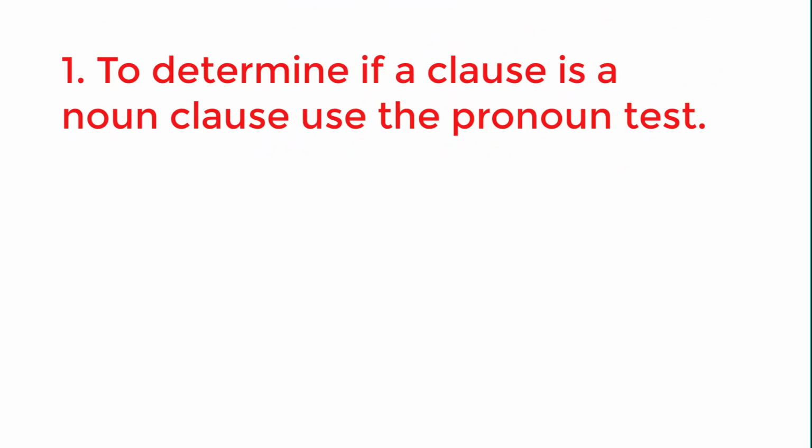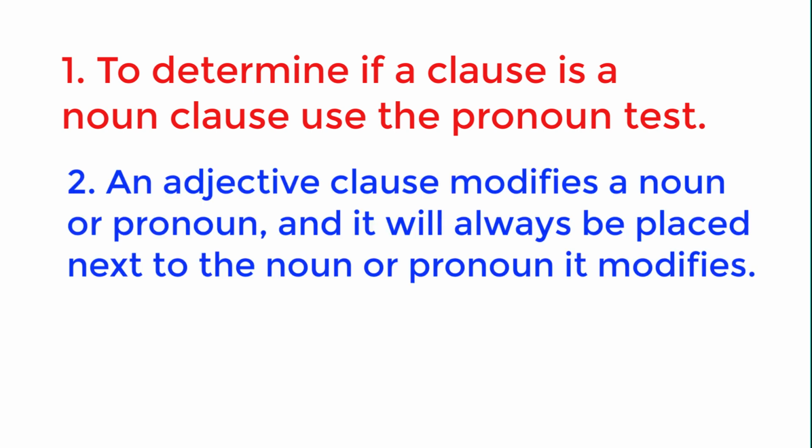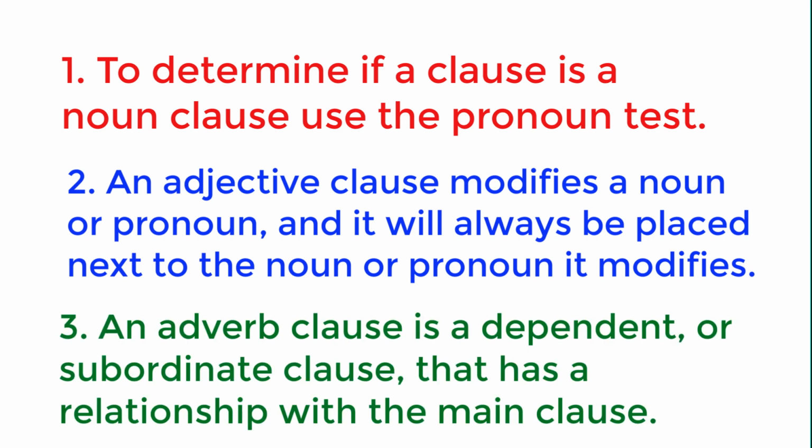How did you do? Remember that for a noun clause, you will use the pronoun test. If you can substitute a pronoun for the noun clause and the sentence still makes sense, then the clause is a noun clause. An adjective clause, also known as an adjectival or relative clause, modifies a noun or a pronoun, and it will always be placed next to the noun or pronoun that it modifies. And lastly, an adverb clause is a dependent, also called a subordinate clause, and an adverb clause has a relationship with the main clause. Adverb clauses modify verbs, adjectives, and other adverbs.